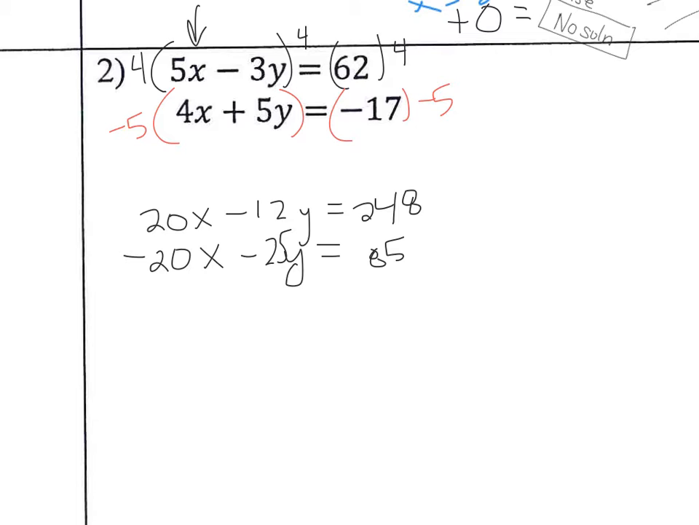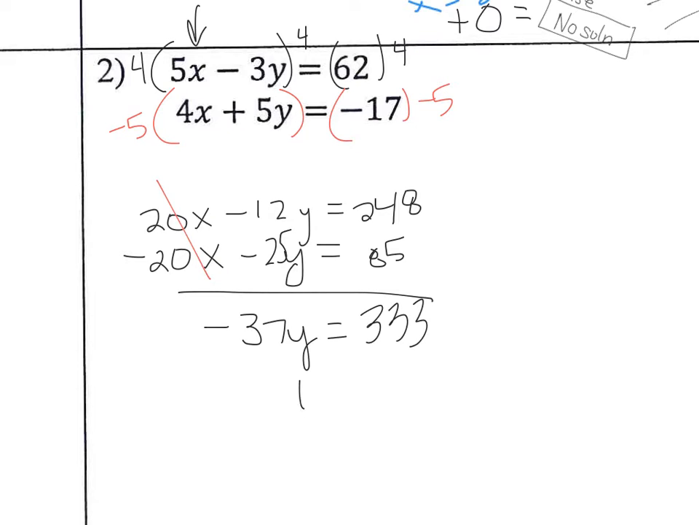So it's really important that you stay organized throughout this. The x's will cancel out, and I'm going to add these two up. It's negative 37y. And I'm going to add up 248 plus 85. I get 333. Divide that by negative 37, and I get negative 9. So y is negative 9.